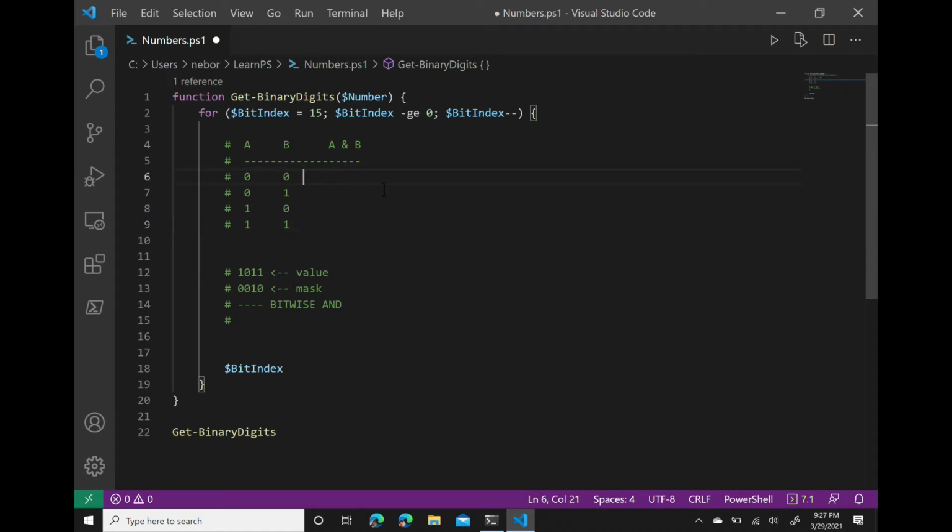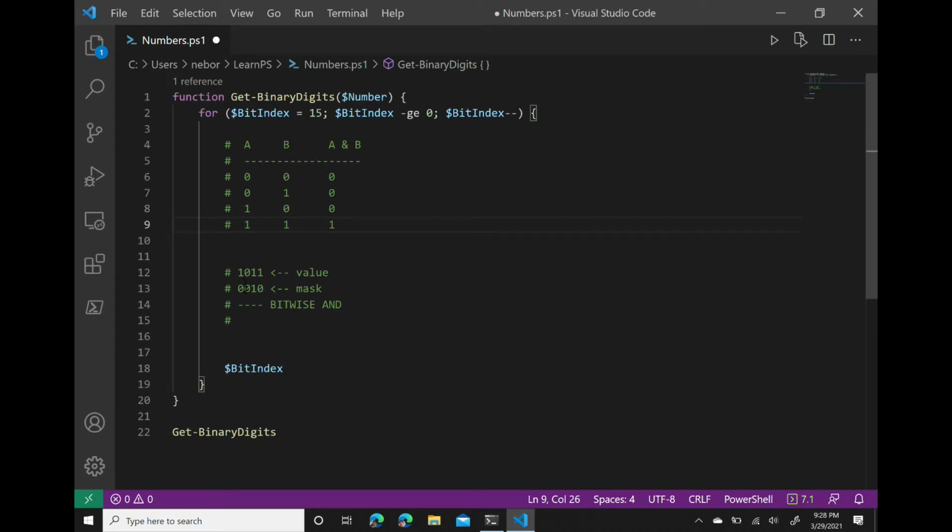Considering 0 to be false and 1 to be true, if both A and B are false, then A and B is, of course, also false. If only one of them is true, then they're not both true, so A and B is also going to be false. The only case where A and B is true is if both of these are true.